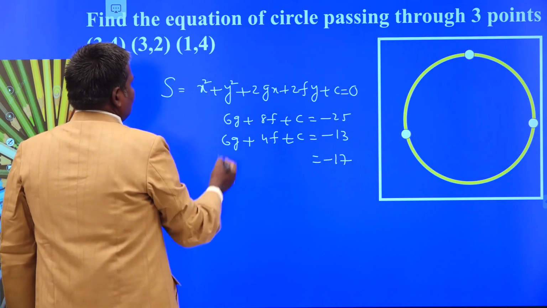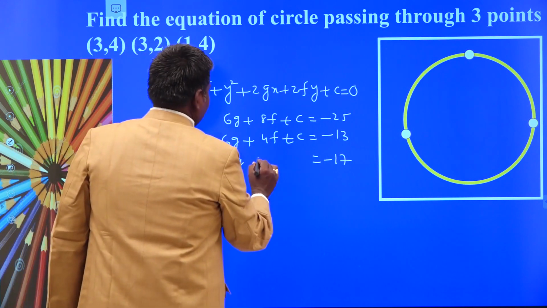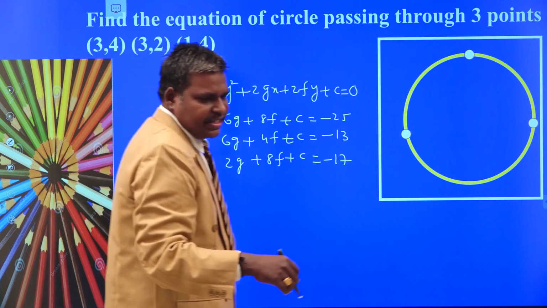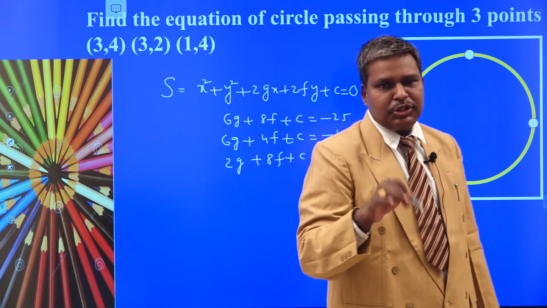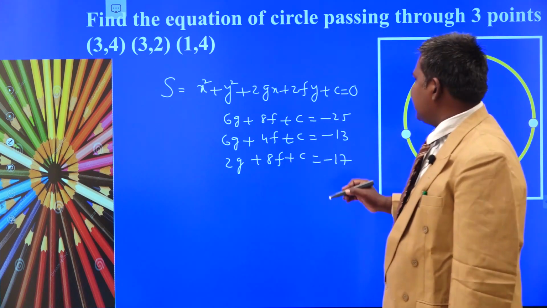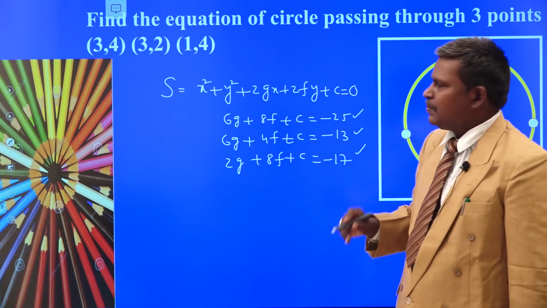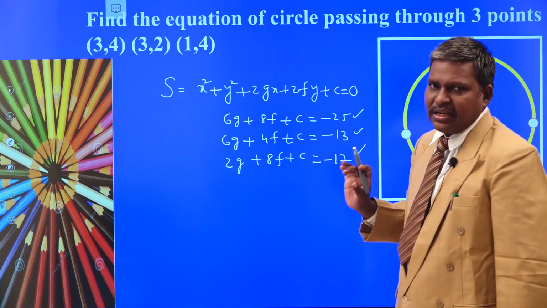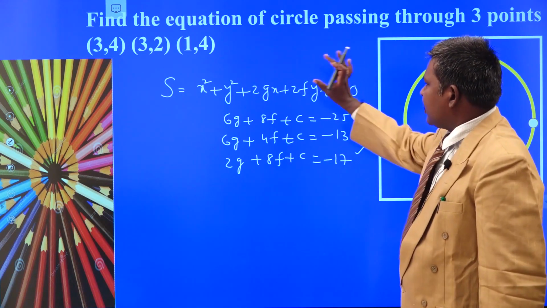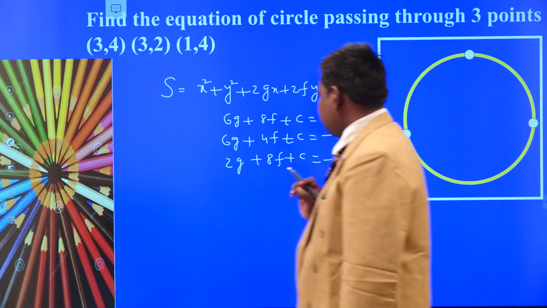2gx: 2 1s are 2g. Again, 4 2s are 8f, plus c. These are the 3 conditions, by substituting the 3 points in S equals 0. Dear students, when you are substituting the points, do it very carefully, because if you make any mistake in calculation, the entire solution will be wrong. Am I correct or not? That is why when you are substituting the points in the circle equation, be very careful.